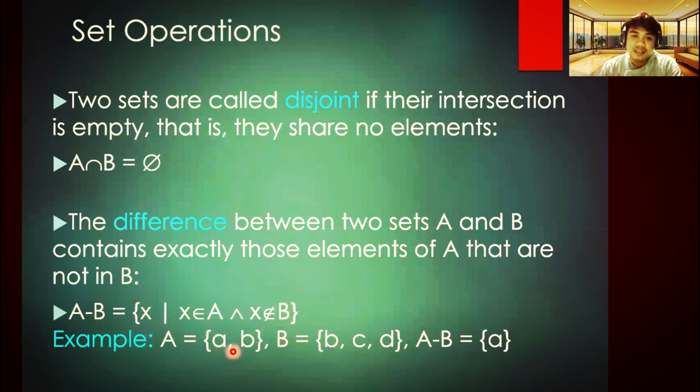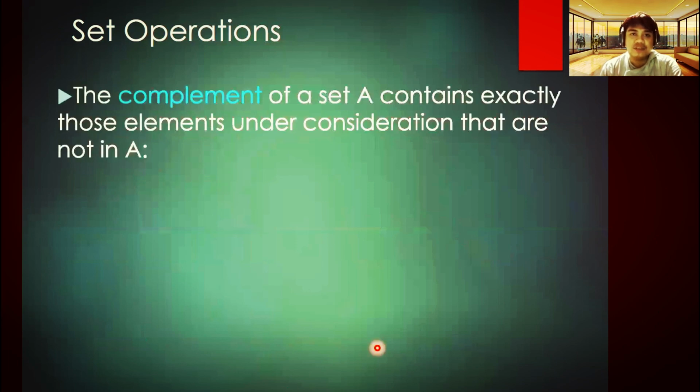So, as you can see, elements ni A is A and B, and for set B, yung elements ni B is B, C, and D. So, si A, B, yung elements ni A. At titignan mo yung elements ni B, kailangan yung element ni A is wala kay B. Since yung B ay na kay B, so we're going to cancel that. So, ang A minus B will be set with element A lang. Naalis na yung B kasi na kay B siya. Okay? Set operations, the complement.